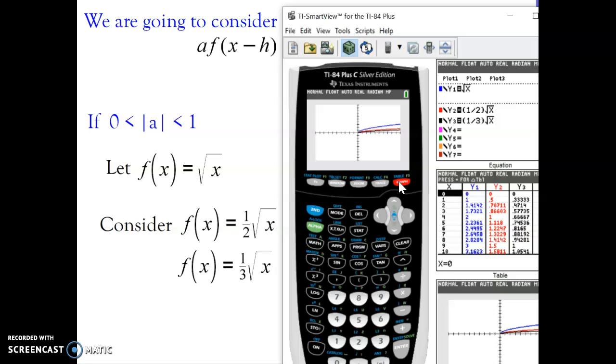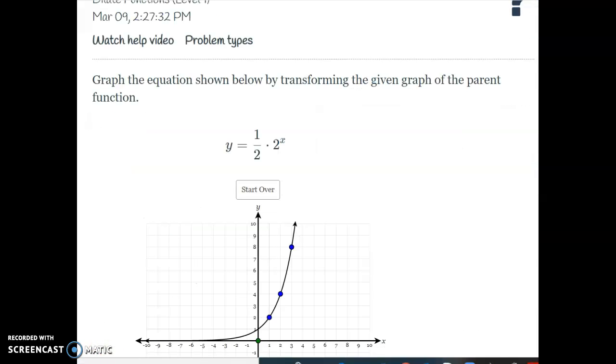So it's not that the stretch or the shrink makes it skinny or wide. It's that the stretch or the shrink pulls it up or pushes it down, and that's just what happens on the y-axis. But I think it's a little bit clearer when we look at this square root graph, about how it's shrinking down close to the x-axis. Okay, let's look at what that looks like on Delta Math as well.